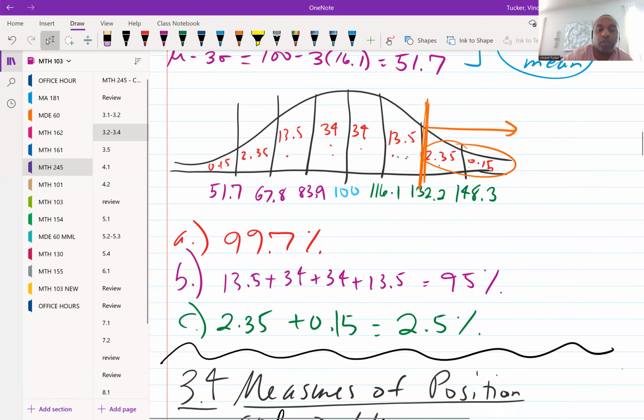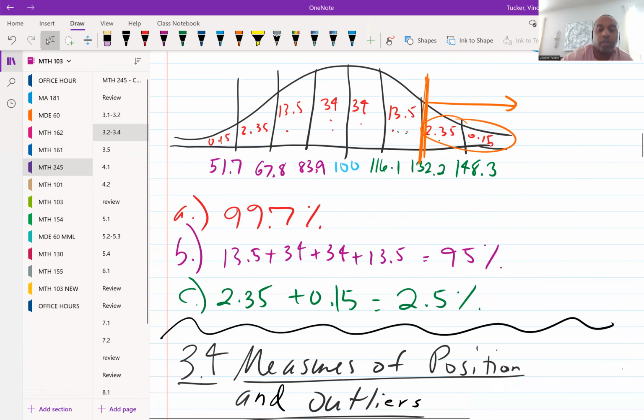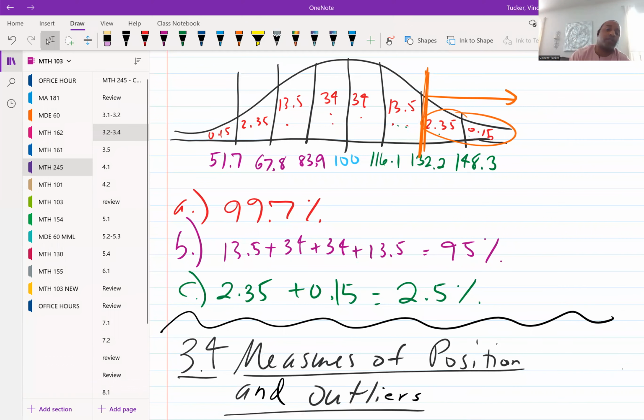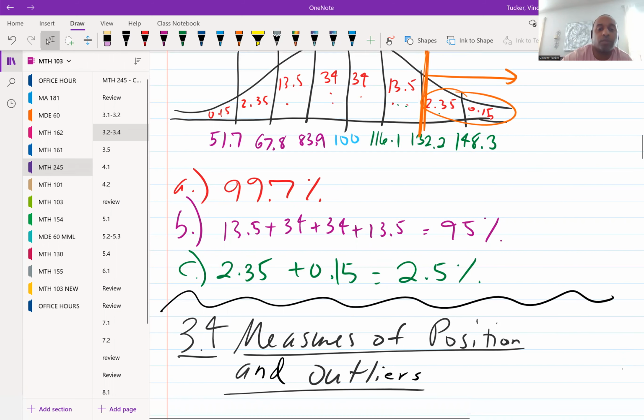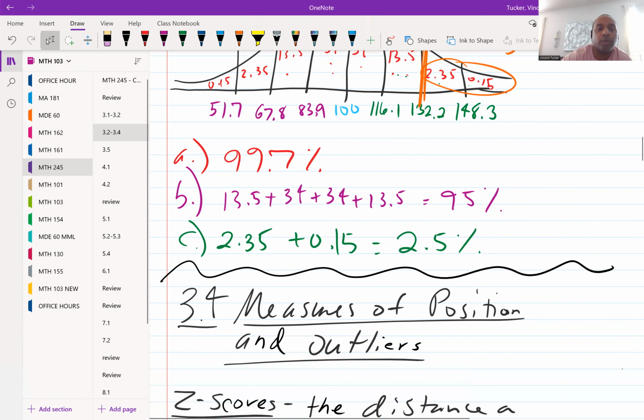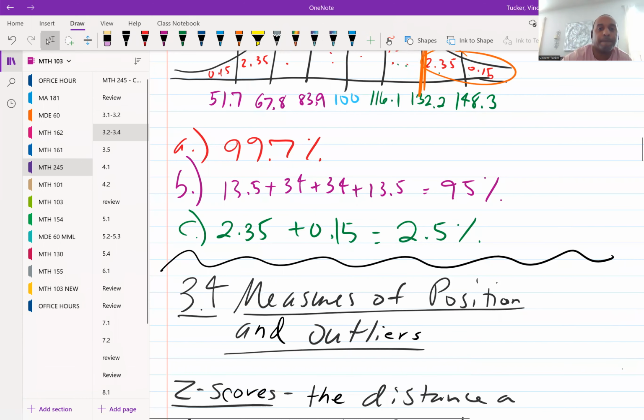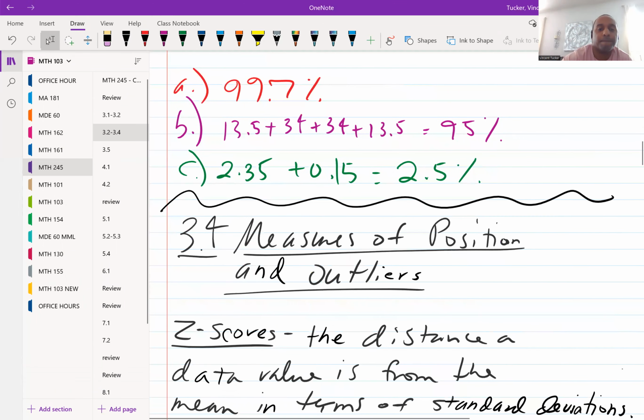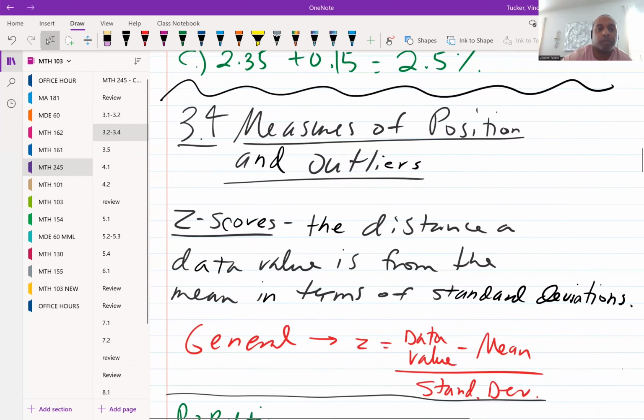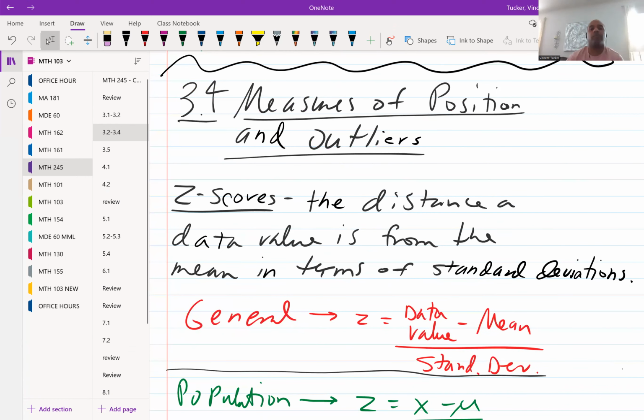All right. Can we go to 3.4? Now there is no 3.3 for us. You're just doing 3.1, 3.2, 3.4, 3.5. All right. So any problems with 3.2 before we go to 3.4? All right. So 3.4, measures of position and outliers.